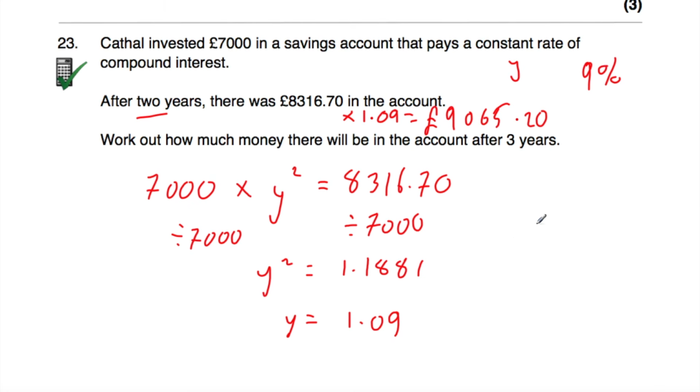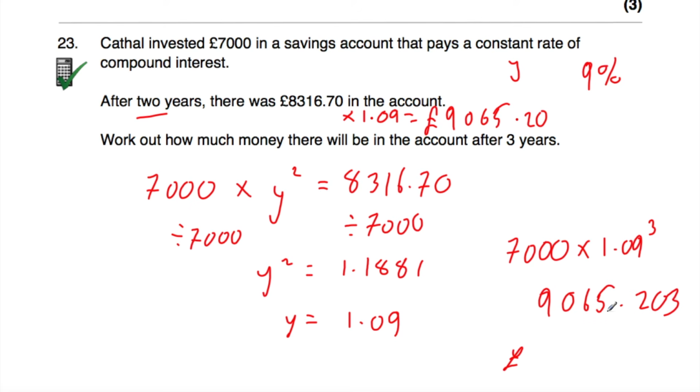Or alternatively, you could go back and do the initial, which is £7,000, times the multiplier, 1.09, to the power of 3, because it's 3 years. If you work that out, 7,000 times 1.09 to the power of 3, I know I'm going to get the same answer, which is 9,065.203. And if we round that to the nearest penny, that'll be £9,065 and 20 pence. And that's it.